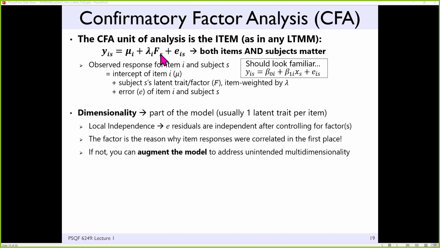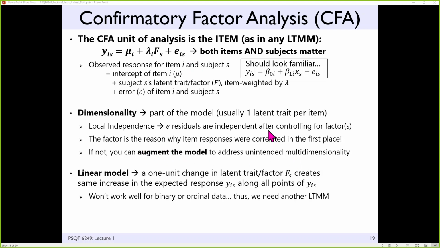But this type of model assumes something called local independence, which means that the residuals are unrelated. The only reason that the outcomes should have been correlated in the first place is right here, because of the factor. And what's left over should be unsystematic. That's another testable assumption. To the extent that there's correlations left over, you do not have one trait. You've got more than one. The extent of leftover correlation can help you figure out what that extra stuff might be.